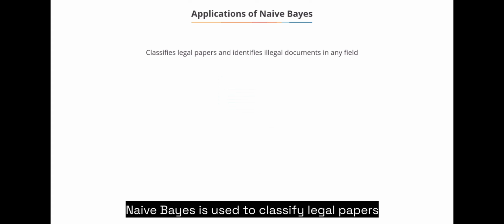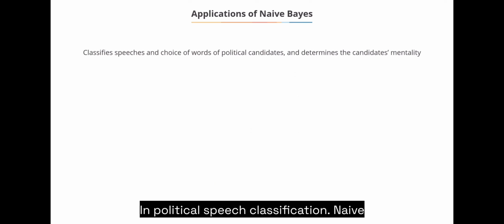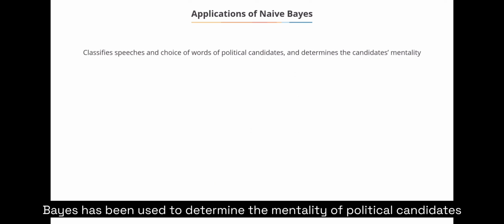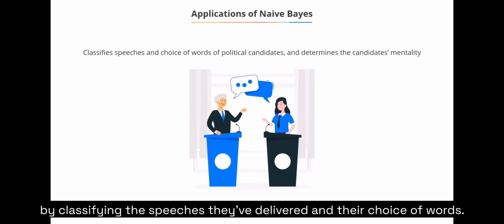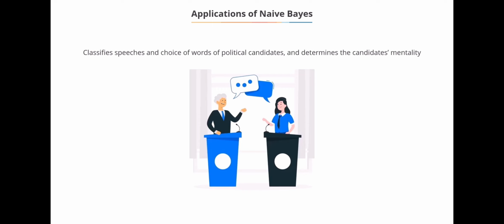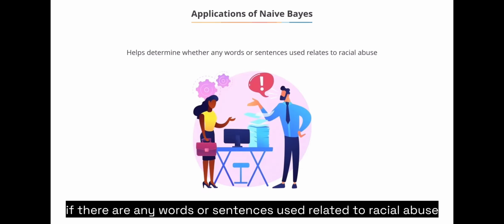Naive Bayes is used to classify legal papers and identify legal documents in any field. In political speech classification, naive Bayes has been used to determine the mentality of political candidates by classifying the speeches they've delivered and their choice of words. It can even help determine if there are any words or sentences used related to racial abuse.